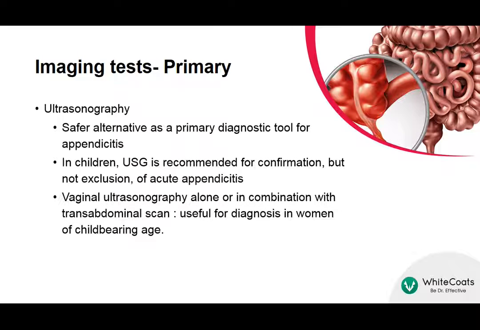Ultrasonography may offer a safer alternative as a primary diagnostic tool for appendicitis in most cases. The American College of Emergency Physicians recommends ultrasonography for confirmation, but not exclusion, of acute appendicitis. Vaginal ultrasonography alone or in combination with transabdominal scan may be useful to determine the diagnosis in women of childbearing age.